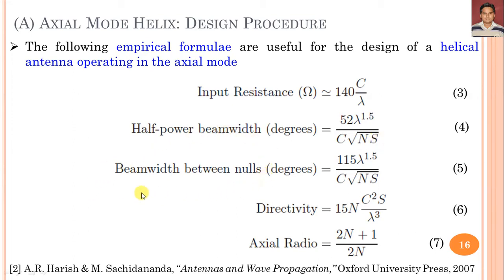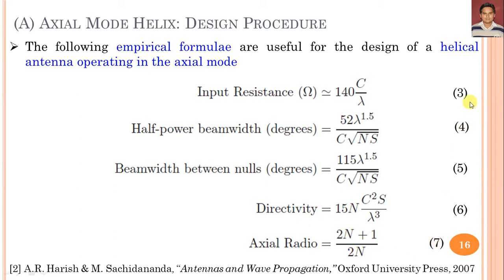Similarly, we can calculate the beamwidth between first nulls, and you can see here we can multiply the expression by 2. In that case, we can calculate the beamwidth between first nulls, which is represented in expression 5. And then further we can calculate the directivity of an axial mode helix, which is 15 N C square S by lambda cube, by the expression 6. And finally the axial ratio, which is equal to (2N plus 1) upon 2N.